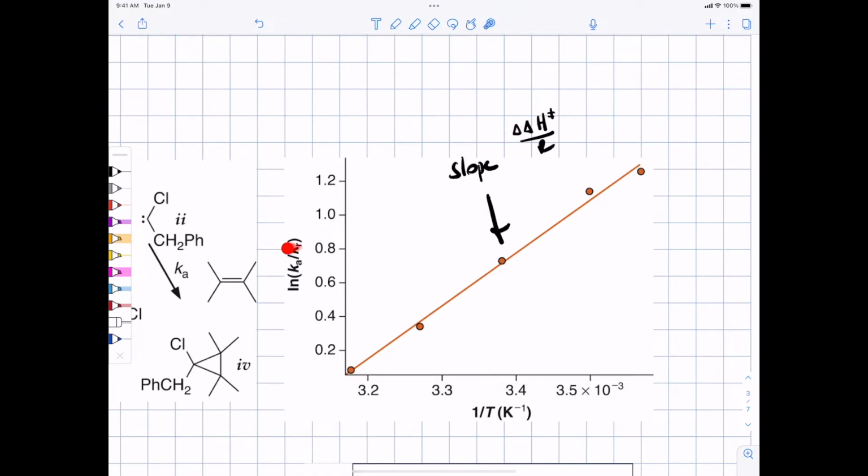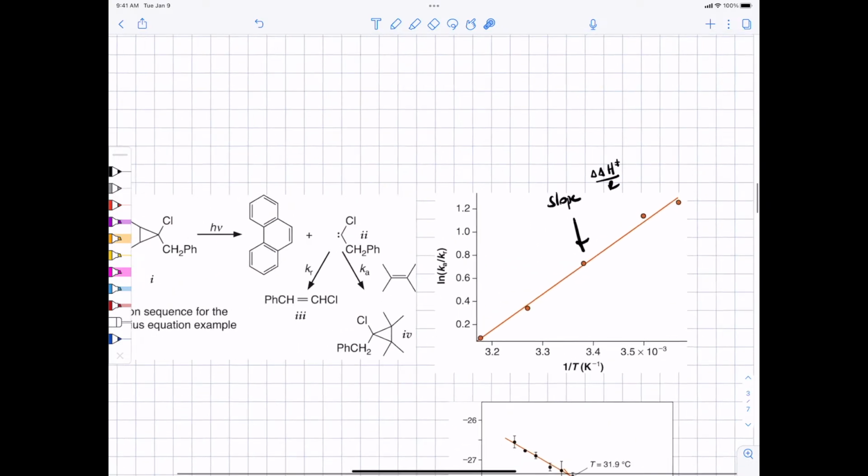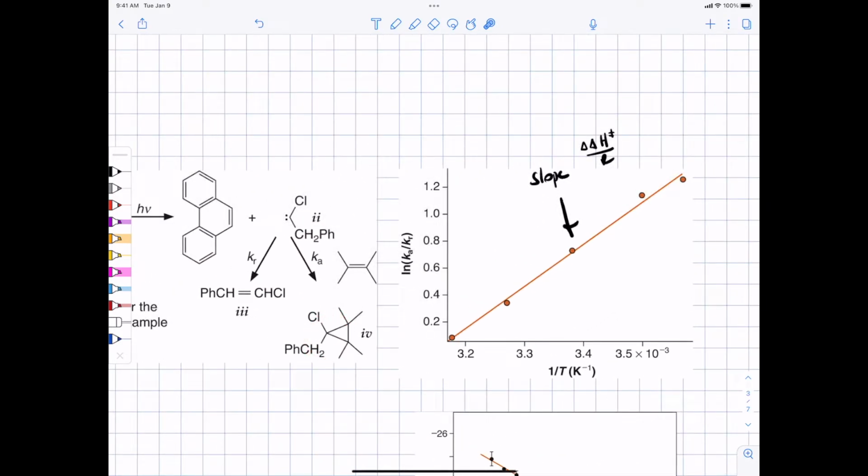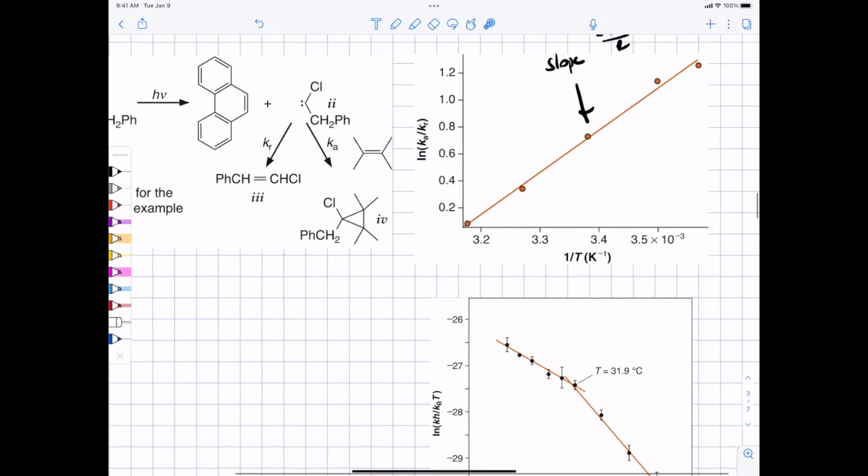But now, because you're looking at relative rates, this is going to tell you the difference in the enthalpy of activation between these two pathways. And so if you're going from this common set of intermediates to these two products, you can tell: is the difference in rate between these two because of enthalpy mostly, or is it because of entropy? And that can be useful to know.